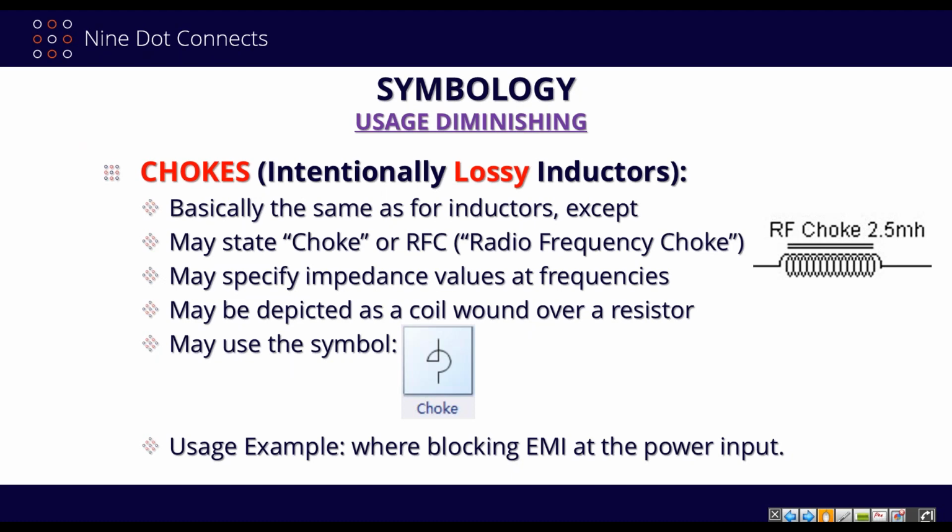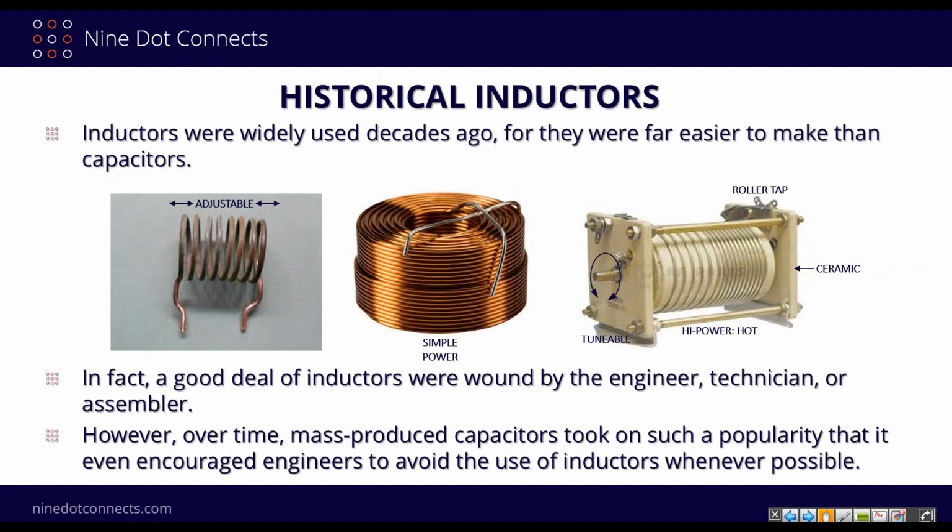I personally have never seen that used, but the main usage example, again, for a choke is where you're trying to block EMI, say at the power input. Historically, inductors were used many, many decades ago because they were very easy to make. You just take a piece of wire, wind it around a pencil or a piece of pipe, and you're done. You can just buy a coil from the store and stick it in if you wanted, as long as it gave you the right value.